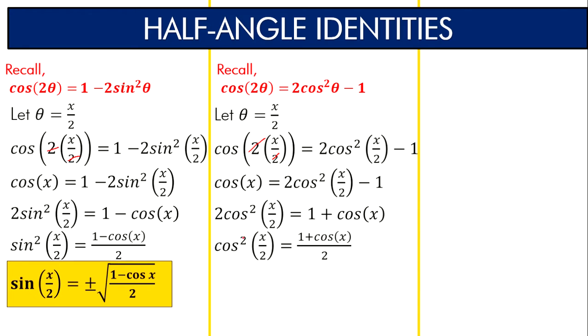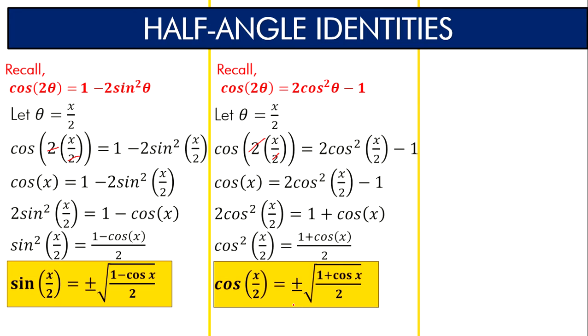Since we need the cosine half angle identity, let's square root both sides, and we'll obtain this one. Cosine x over 2, the half angle for the cosine, is equal to positive negative square root of 1 plus cosine x over 2. So this is now our identity for the cosine half angle.